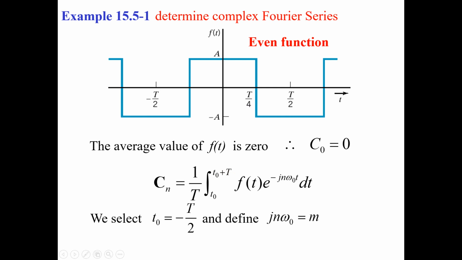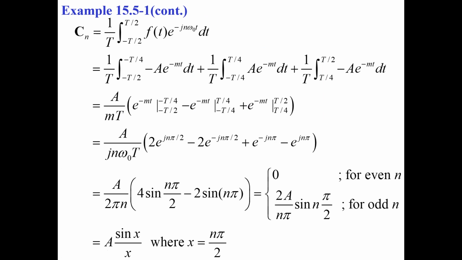That's pretty clear. And for the nth values, the coefficient is given like that. We are just using the formula, we select t naught as minus T by 2, just from here to here, this is the convention, and define j n omega naught as m, because it's causing the confusion. We just make it one variable. t is the only important term because it is integrated over t. What next? Thus evaluate it, and you can see the results.